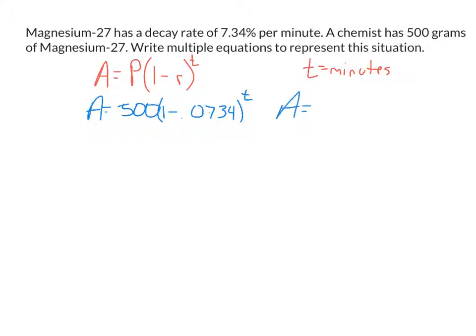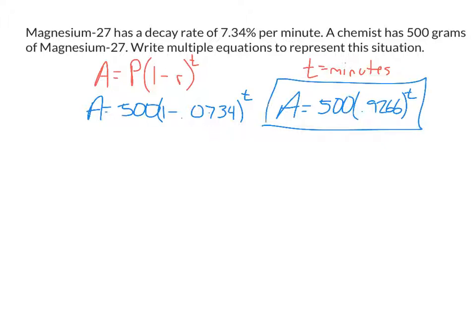Or rather, A equals 500 times 1 minus 0.0734, which is 0.9266, to the T. So there's one equation for writing the exponential decay of this.